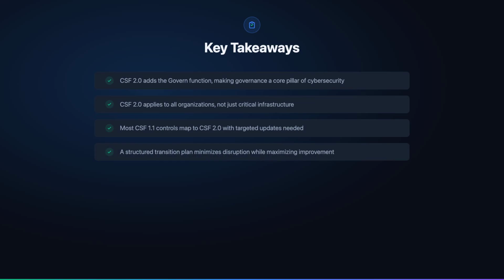Approaching the transition methodically through assessment, mapping, gap analysis, and planning ensures a smooth upgrade.